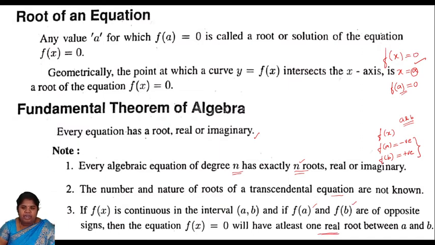This is the fundamental theorem of algebra. So every equation has a root which may be real or imaginary, and the important point is an algebraic equation of degree n has exactly n roots. The nature of the transcendental equations are not known, and if f of x is continuous in the interval, and if we substitute any two values in the given function, and if f of a and f of b are of opposite signs, then the equation will have at least one real root between a and b.